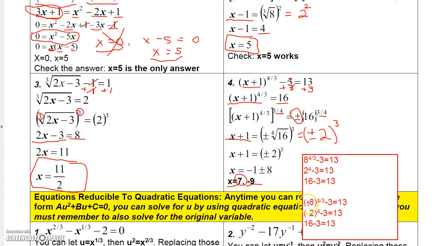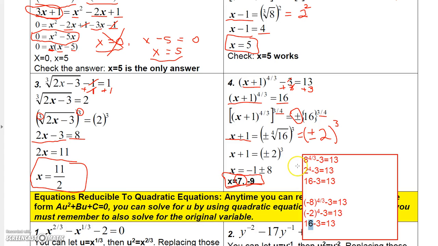Now, look down here. What if I plug negative 9 in? Well, negative 9 plus 1 would be negative 8. So I'd have negative 8 all to the 4/3. Well, the cube root of negative 8 is negative 2, right? But when you raise negative 2 to the 4th power, it's still positive 16. So there's actually two numbers when raised to the 4th power that give me 16, and that's 2 and negative 2. So that's why there's two answers here on this problem. And so the two answers are 7 and negative 9.